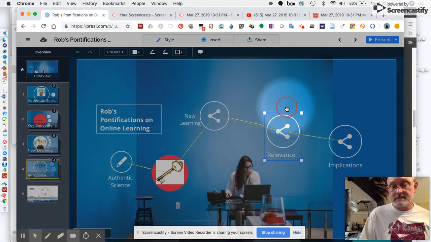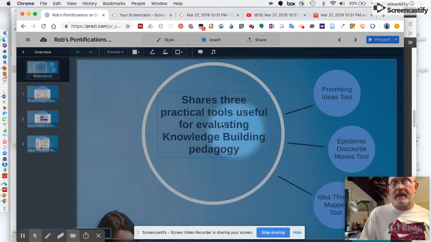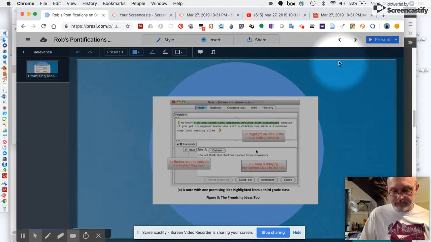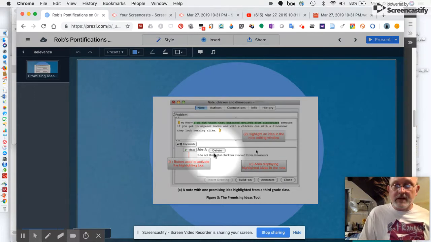So what's the relevance? How is this relevant for me? The paper shared 3 practical tools useful for evaluating knowledge building pedagogy. One is the Promising Ideas tool. It provides lots of contextual data around choice, about who the agents are that are proposing theories and ideas, where it was, so you actually see the notes that the student wrote, and then who's tagged in that note, and when it was written, as well as why. So all the information. So that's the Promising Ideas tool.